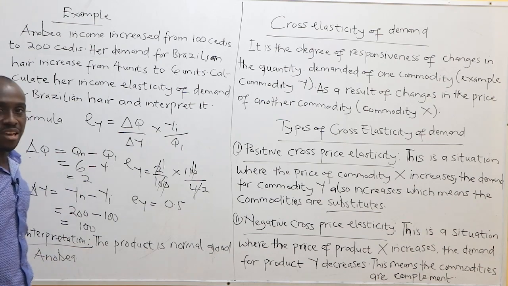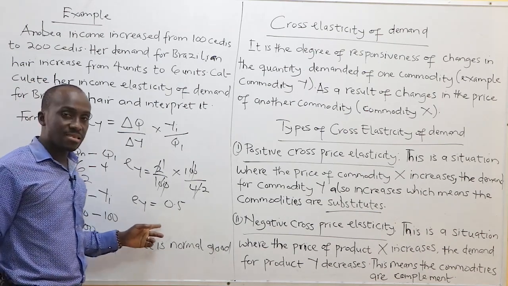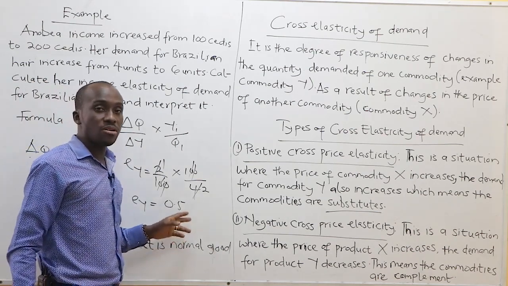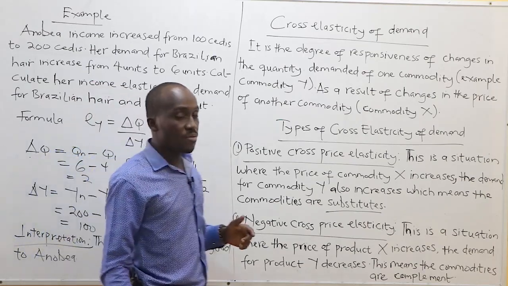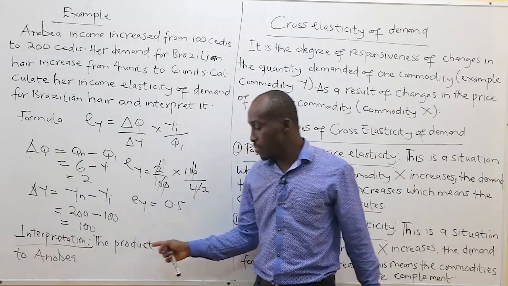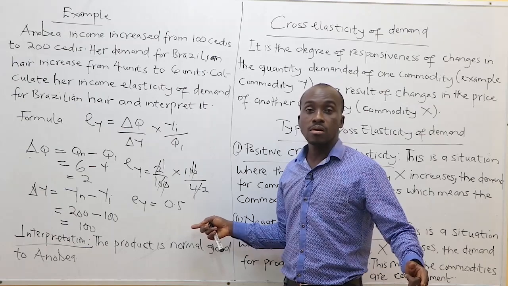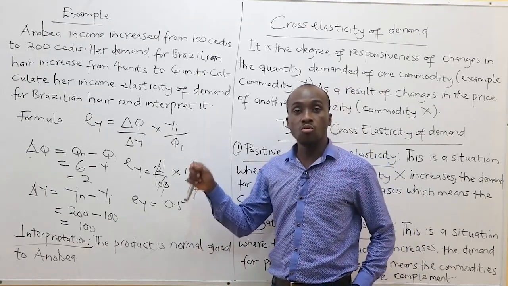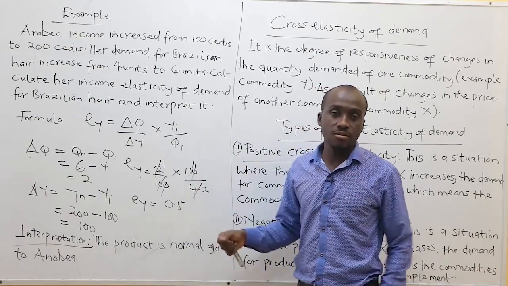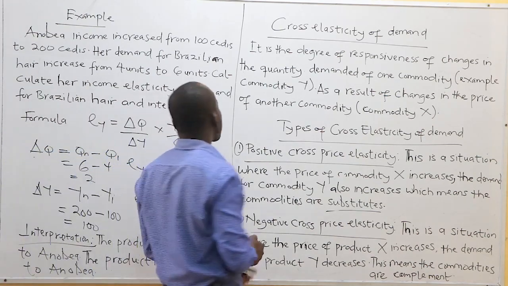Is it a necessity or is it a luxury? See that it is 0.5. If it's between 0 and 1, it means that it's a necessity. So even though the good is a normal good, that good is a necessity, right? It's a normal good, it's a necessity. So that's very simple for you.